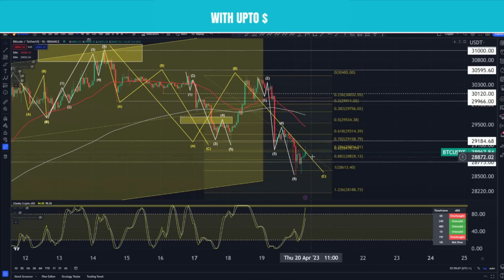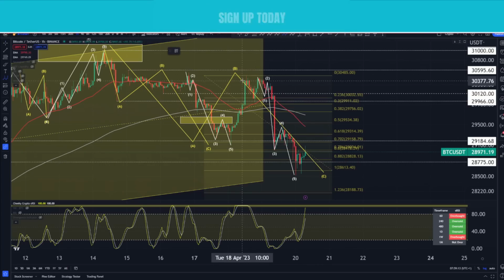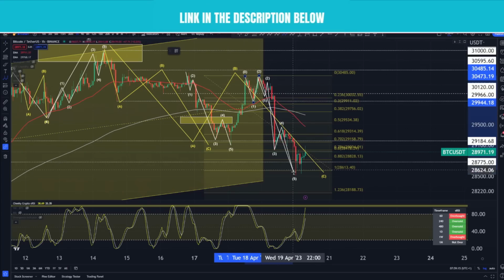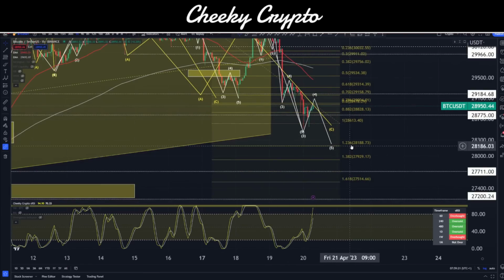We'll leave it here for now and see how this progresses. The interesting thing is that we do have a structure here that now looks like it is going down in a 1, 2, 3, 4, and still has to have that final fifth wave movement. So it does look like we are heading down towards our target.